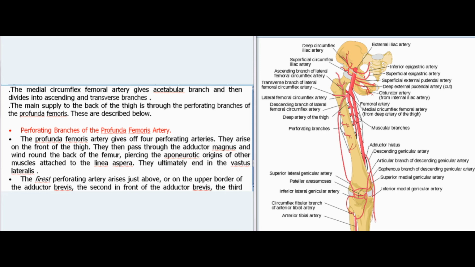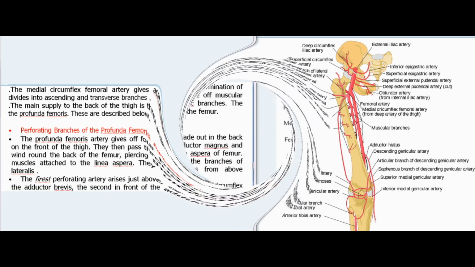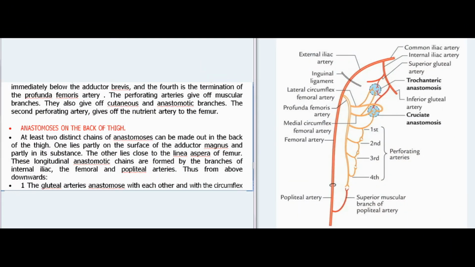The first perforating artery arises just above, or on the upper border of, the adductor brevis, the second in front of the adductor brevis, the third immediately below the adductor brevis, and the fourth is the termination of the profunda femoris artery. The perforating arteries give off muscular branches. They also give off cutaneous and anastomotic branches. The second perforating artery gives off the nutrient artery to the femur.